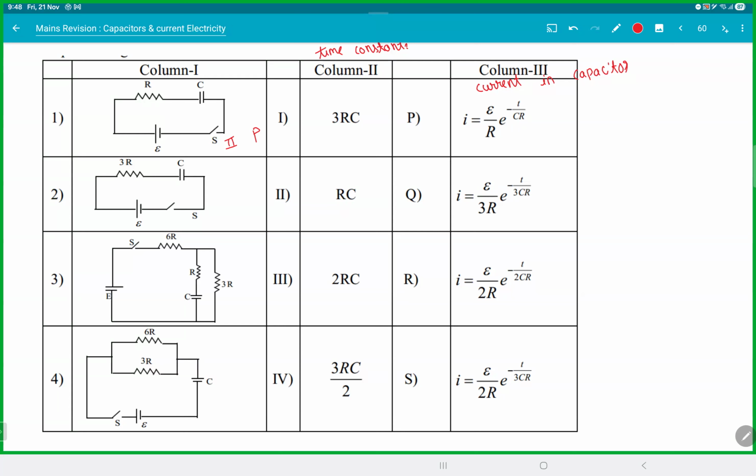Let's see, what about the second one? Iska time constant is 3. I'll just get the time constants. This is RC. This is 3RC. 6R and 3R are 2R. So this is 2RC. What about this thing?